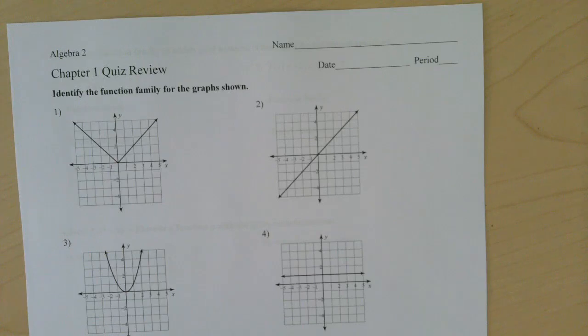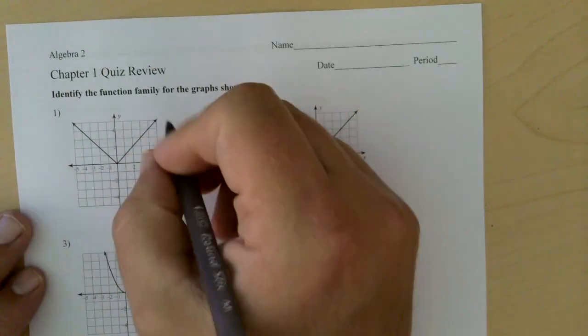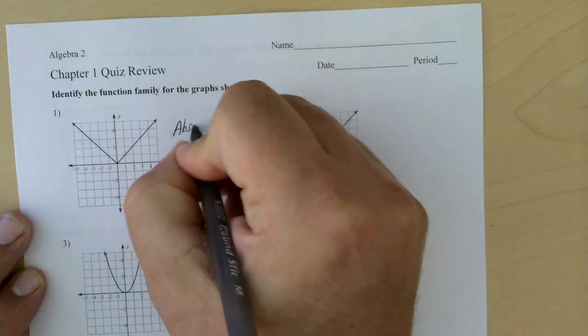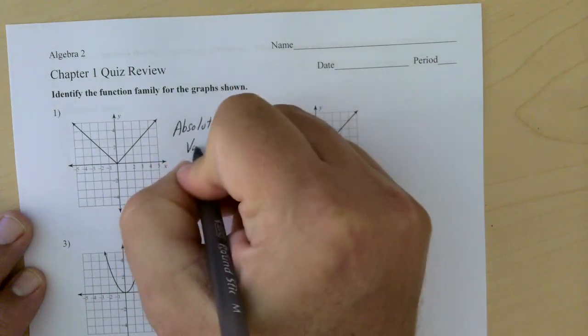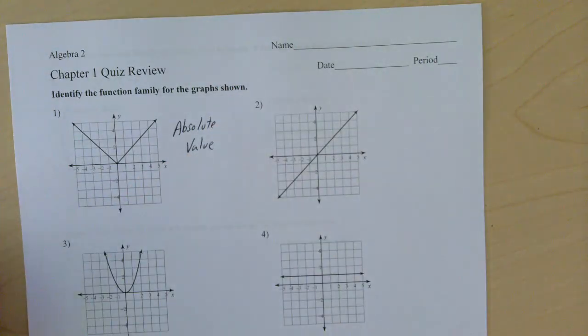So I have a graph here. When you see a V, you have to know it's absolute value. Okay, I'm not going to be asking about the domain and range, but later on you will need to make sure you understand the domain and range of every type of function that we do. Okay, and right now the domain is always going to be our reals.